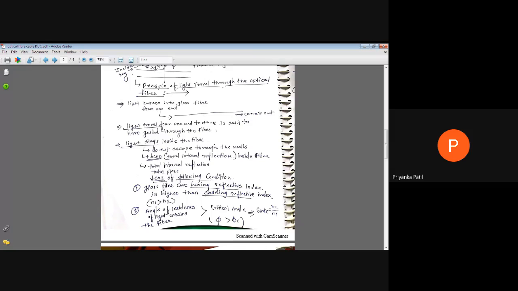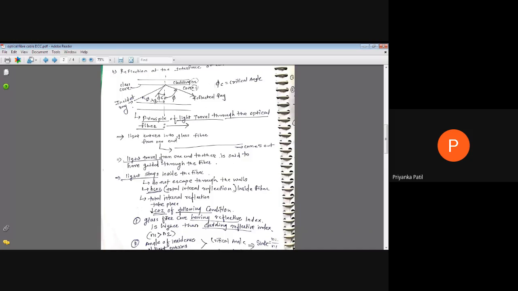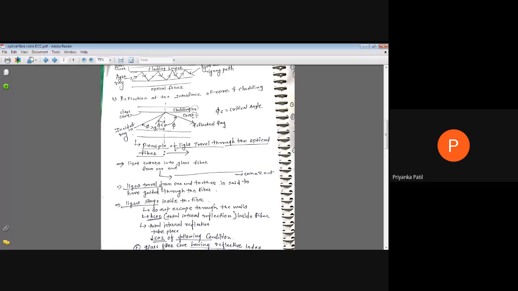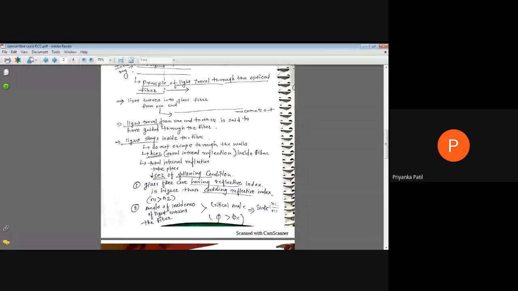In the figure, n1 is greater than the n2 value, where phi c is the critical angle, n1 stands for the refractive index of the core, and the cladding stands for n2. So the first condition is considered while the data is transmitted and total internal reflection takes place, because of n1 being greater than n2.